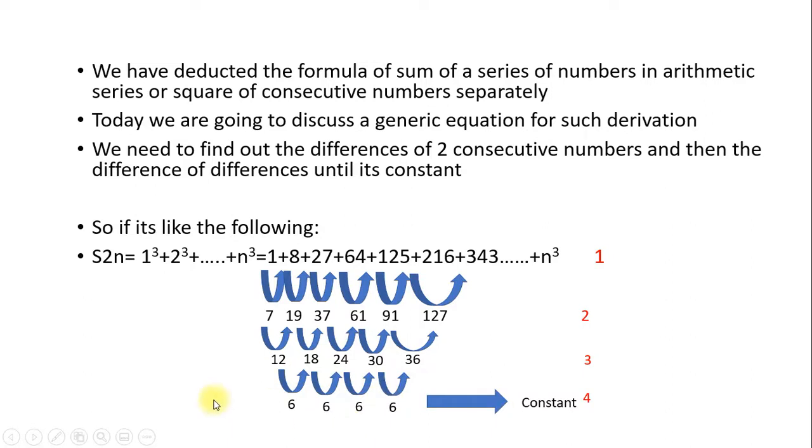So if this is constant, at the fourth level, we find out that for this series, if we find the difference of the two consecutive numbers and the difference of the differences like that, at the fourth level it becomes constant. Once we find that, we confirm that the equation which will represent the sum of this series will be a fourth degree equation of n.